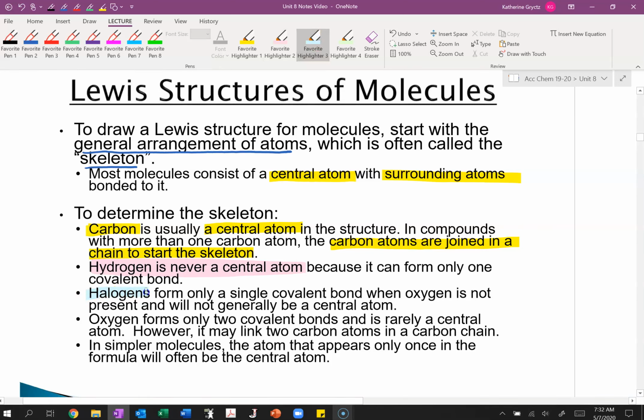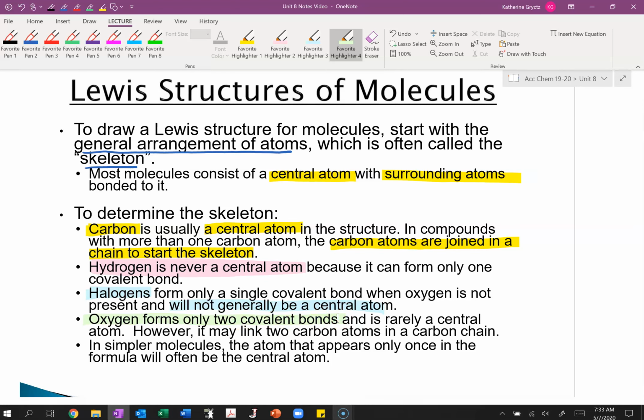The halogens, which are group 7A, so fluorine, chlorine, bromine, iodine, and astatine, usually only form one covalent bond. Usually they're not in the middle. That doesn't mean they can't be. It is possible for them to form more than one bond, so be aware of that. But if you had to choose between oxygen or phosphorus or one of the halogens, a halogen is generally not in the middle. Oxygen usually forms two covalent bonds, and sometimes it's a central atom, sometimes it's not.